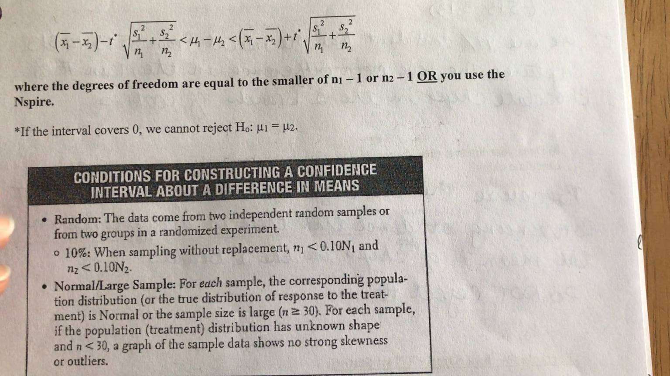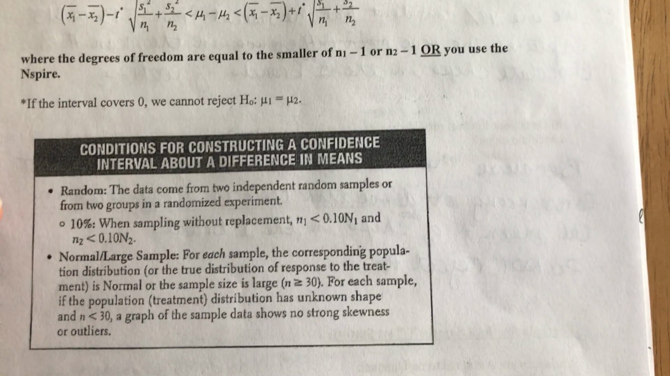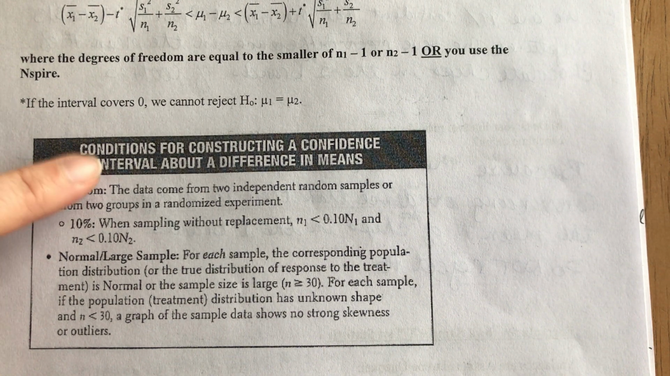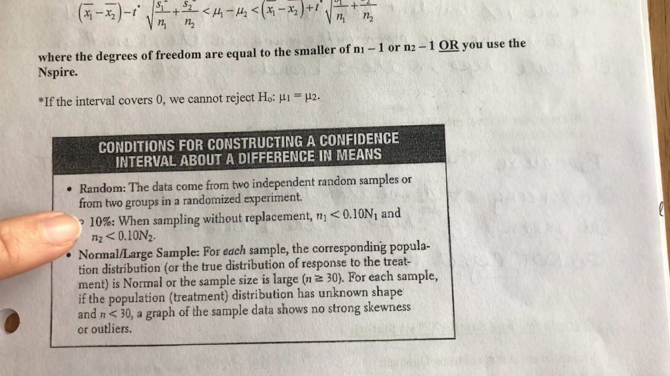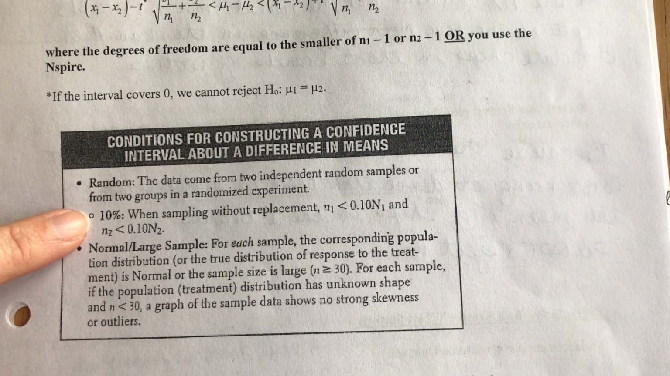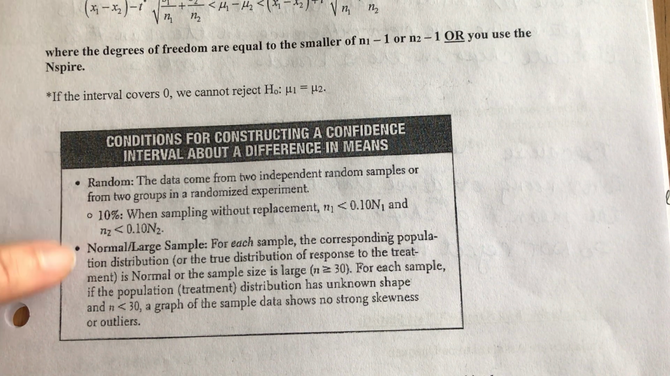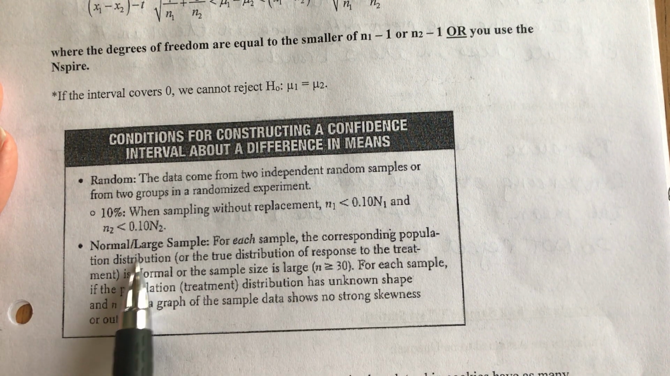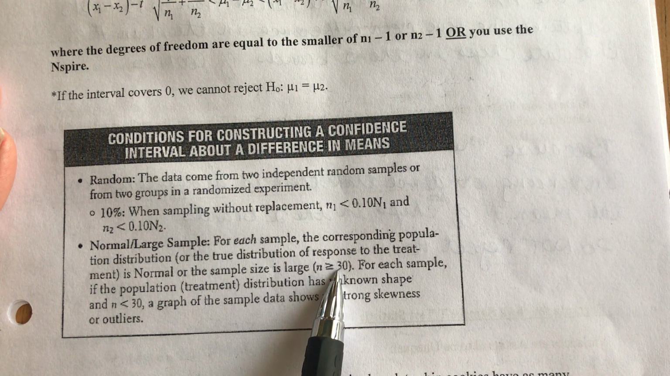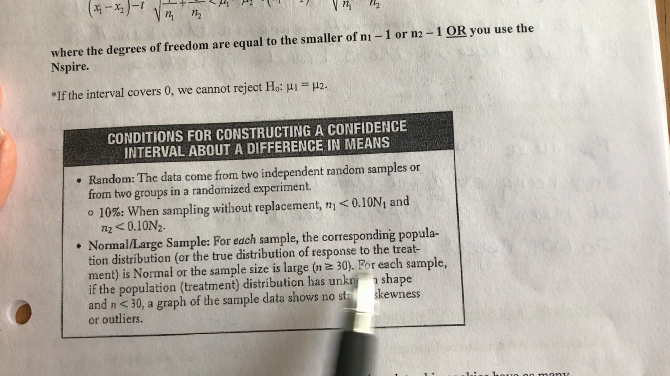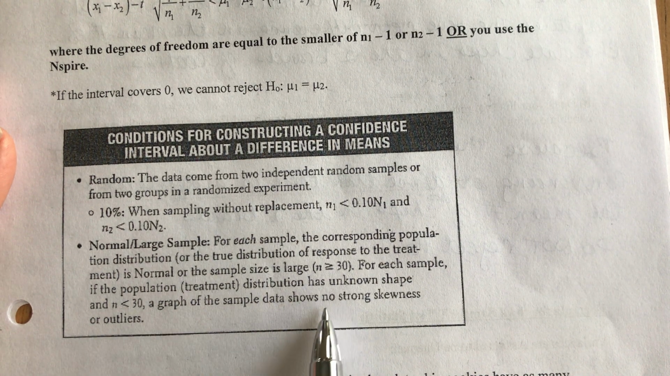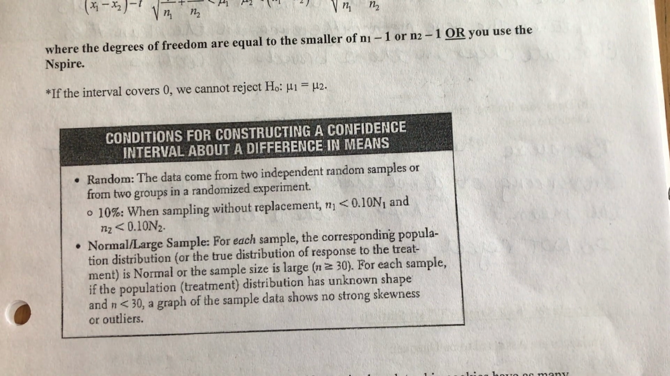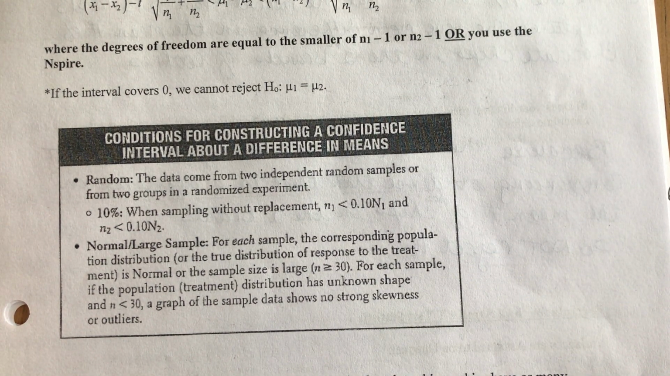Okay. When we look at our conditions, did they come from random samples? Remember, it's both samples that were randomly selected. Do we have our population at least 10 times our sample size for both samples? And then you've got to be careful. For each sample, the corresponding population distribution is normal or your sample size is large enough, right? If you have unknown shape and n is less than 30, you need to do a little sketch, okay? They're going to show no skewness or outliers, just like we've done for every other t-test, okay? But now you're just checking both data sets, all right?